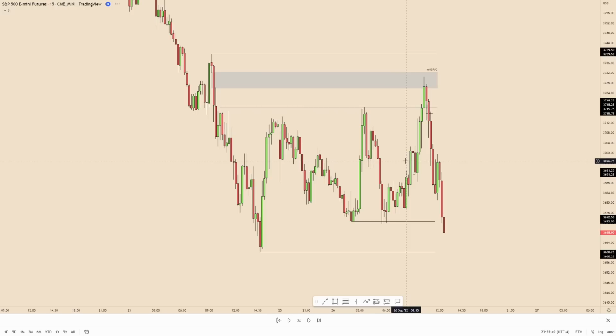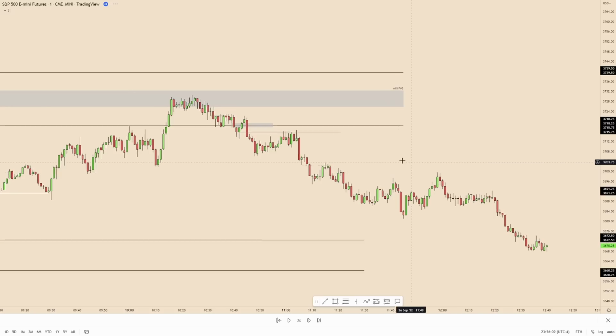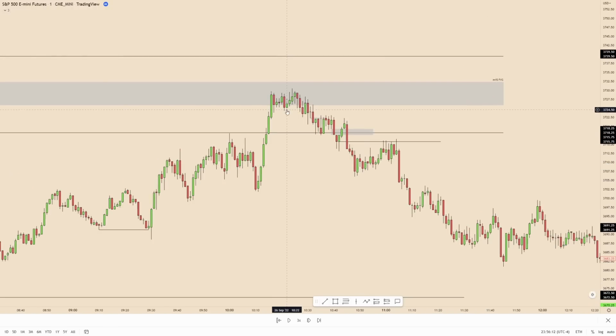So if we're just going to go through and review what we just went over, the first thing you're going to want to look for is points of interest: old highs, old lows, equal lows, imbalances, order blocks, whatever you use to determine points of interest where you want to watch price action. When we reach into those areas or points of interest, then you want to go to a lower time frame in order to look for your model.